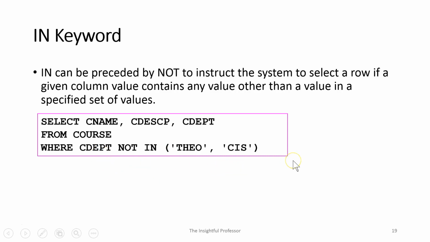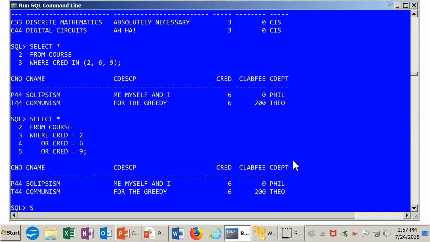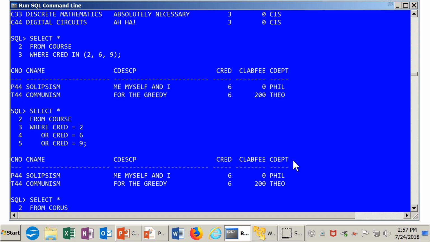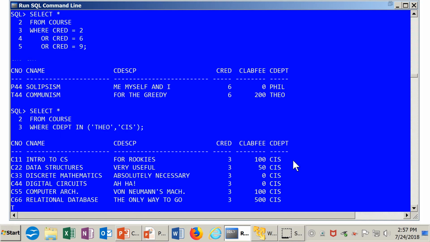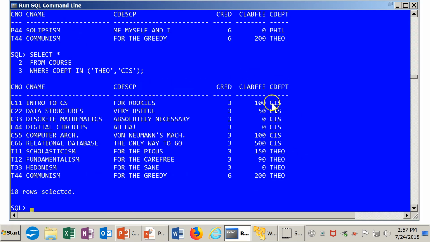Now let's take a look at this. We're testing here for the Department of Theology or CIS. So let's say I select from the course table where the department is in Theology, CIS. Okay, so we get all of the CIS courses, we get all of the theology courses.